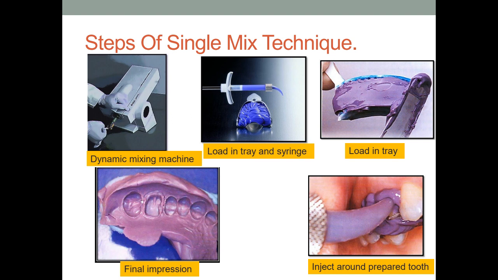See, this is a machine by which we are dispensing the material. We can dispense the material in the syringe as well as on the tray at the same time. We can arrange it and remove the excess. Now with the help of the syringe, we are dispensing the material around the tooth, so we can record the fine details. Now we are applying pressure on the material, so it becomes thin because of the thixotropic property, and this is the final impression. After applying this light body around the tooth, we can make the impression with the help of the tray.